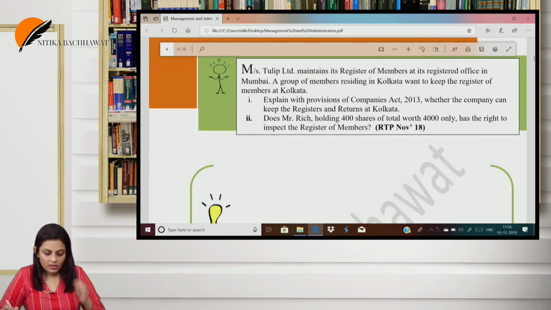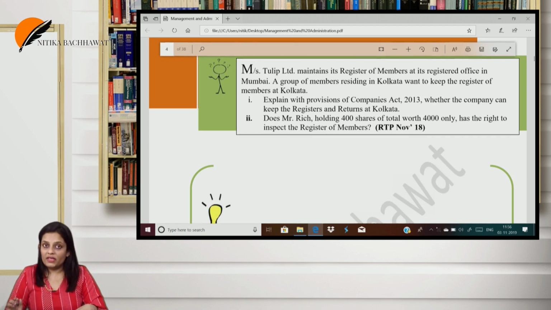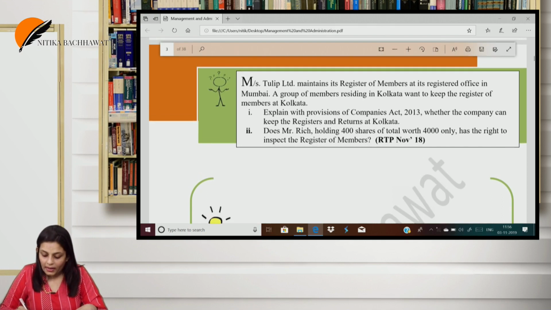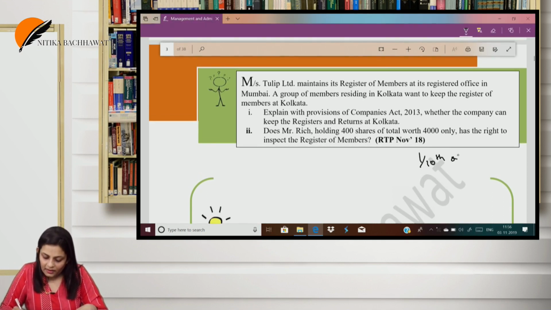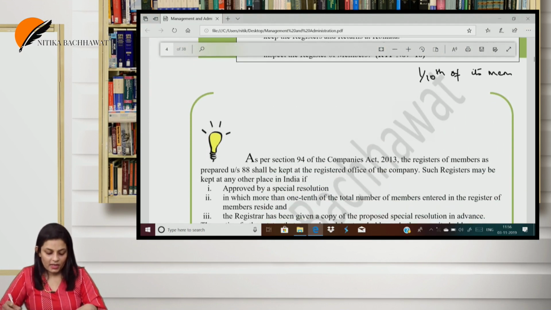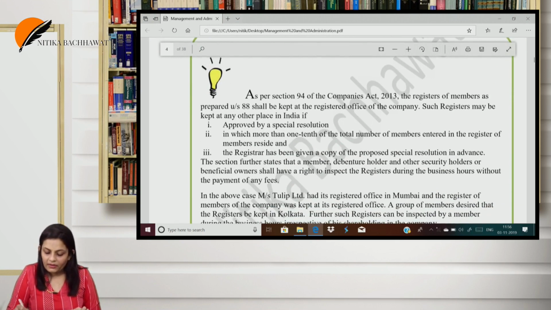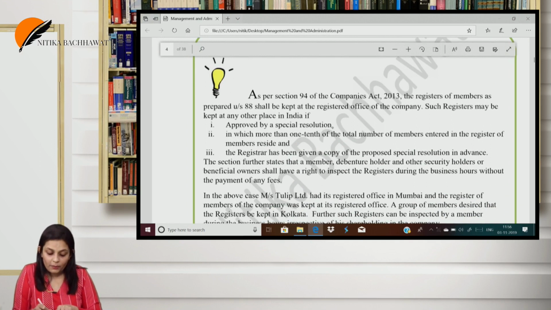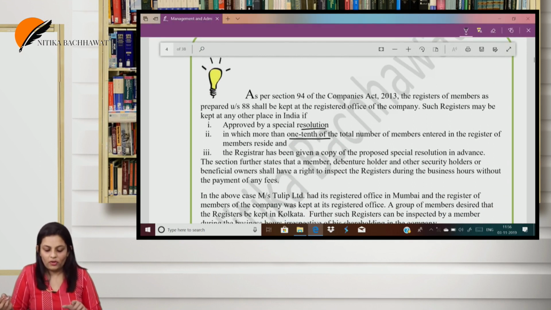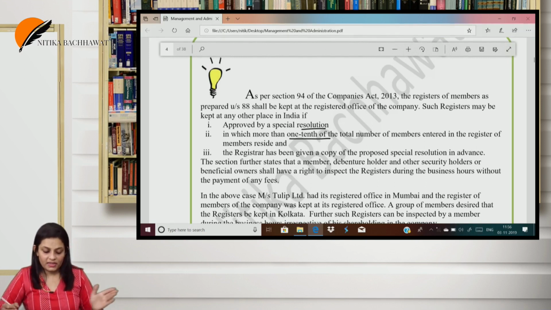Moving on to the next question, Messrs. Philip Limited maintains its register of members at its registered office in Mumbai. A group of members residing in Kolkata want to keep the register of members at Kolkata. The register should be kept at where? Registered office. The company can keep its register at any other place where at least 1/10 of its members reside. So, if 1/10 of the members reside in Kolkata, it can keep its book in Kolkata. So, it should be kept at the registered office, may be kept at any other place in India if approved by a special resolution and 1/10 of the total number of members entered in the register reside in that place.